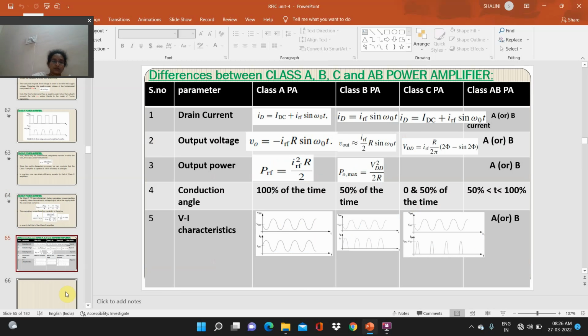Difference between class A, B, C and AB power amplifiers.